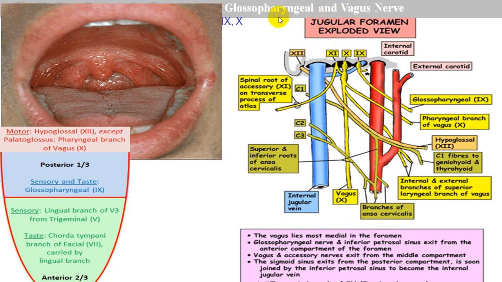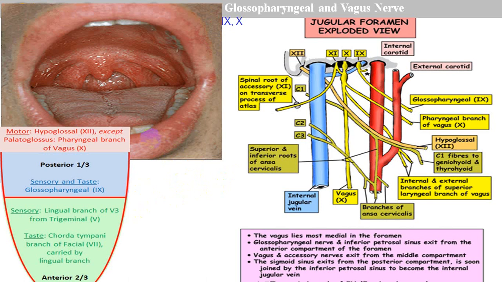Now this glossopharyngeal nerve arises from the medulla. It comes out anteriorly and goes out through the jugular foramen along with the 10th and 11th cranial nerves. So these are the three cranial nerves which come out through the jugular foramen, that is 9th, 10th and 11th, plus the internal jugular vein. There is a lot of interconnection between the 9th and 10th, and the ninth nerve supplies some structures which we'll be discussing now.